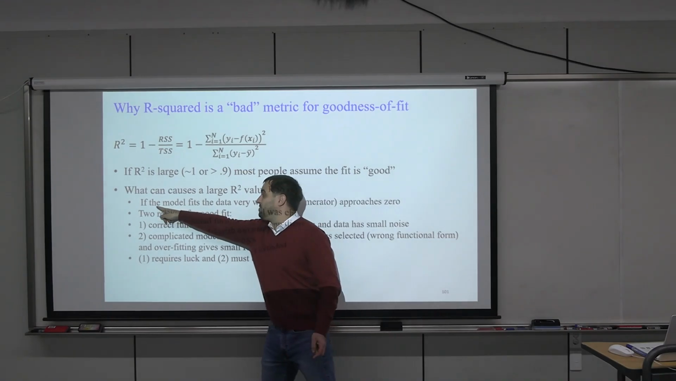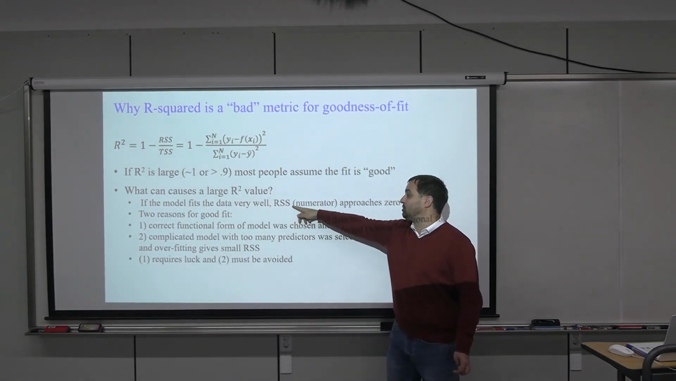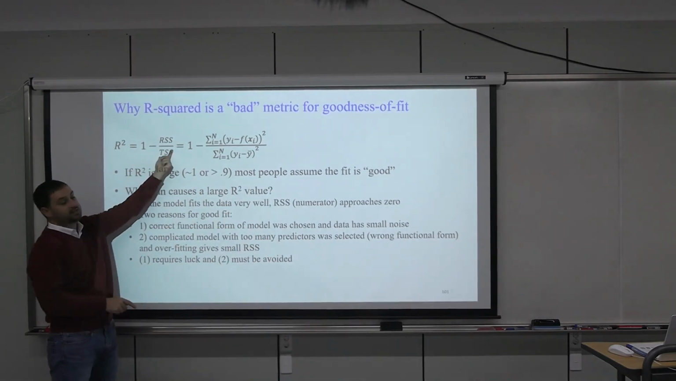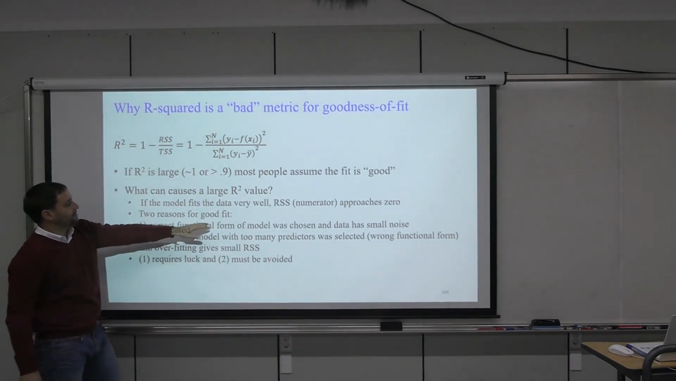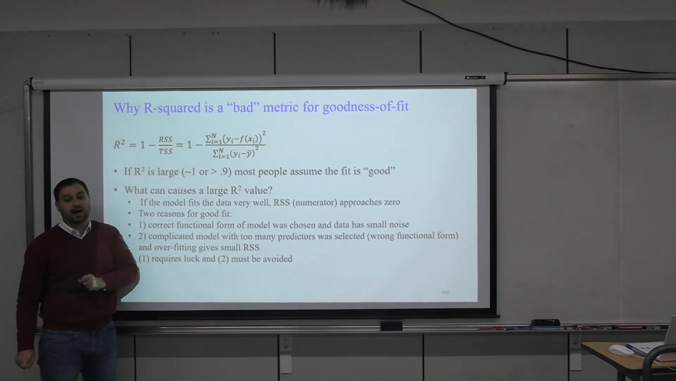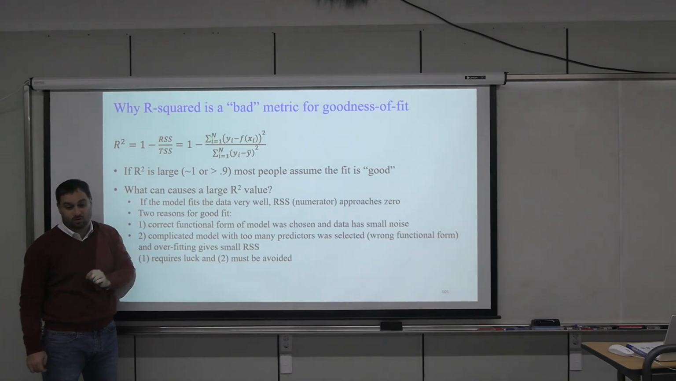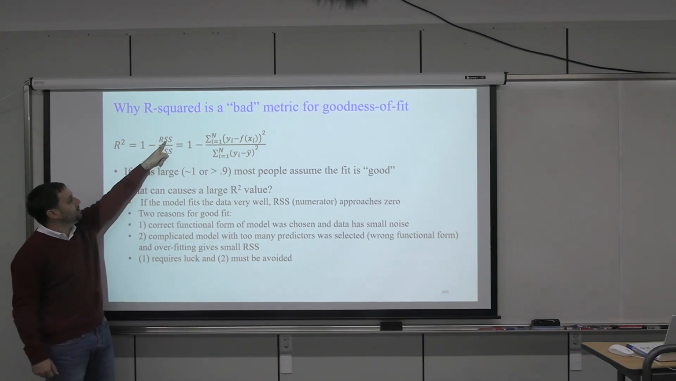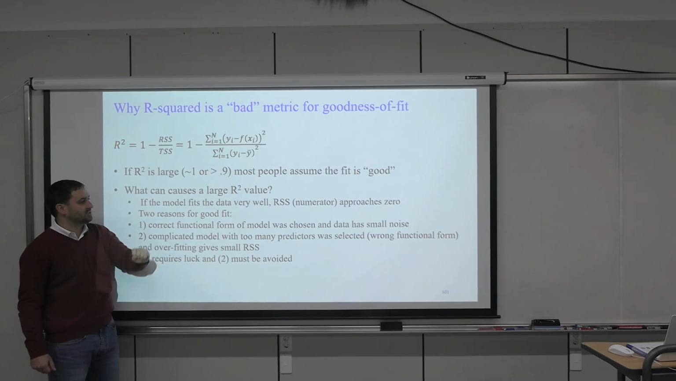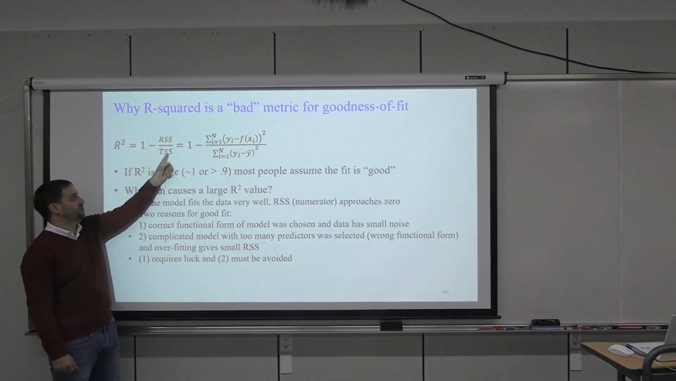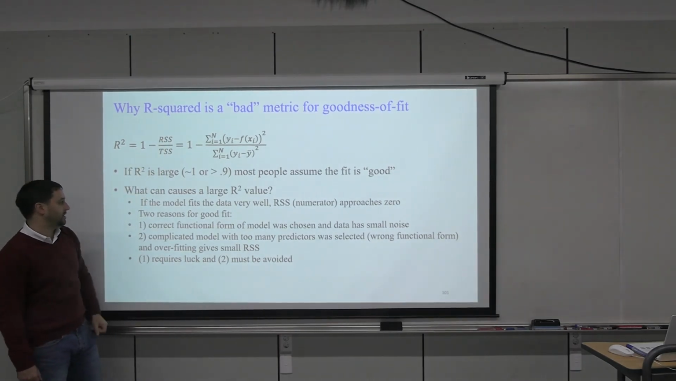First, if the model fits the data very well, the residual sum of squares, which is the numerator, so it's 1 minus some fraction, approaches 0. We saw that in our sine example using the 22nd order polynomial. The residual sum of squares was a really small number, I think around 0.1 to 0.15. So when the model fits the data very well, this fraction goes to 0 and R squared goes to 1.